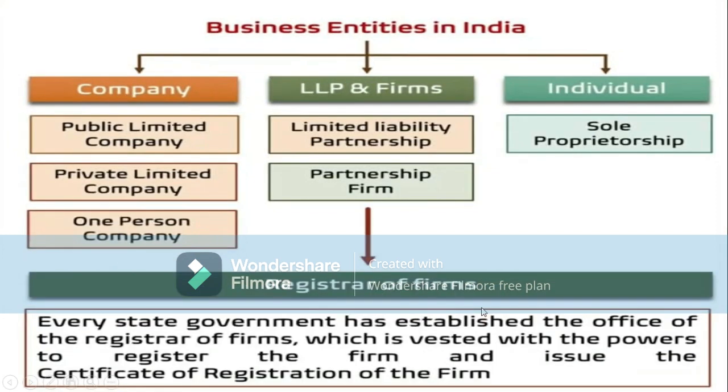If we see the partnership case, where should these firms register? Limited liability partnership, which is known as LLP, should also go to MCA, the Ministry of Corporate Affairs. But a partnership firm should register with the office of the registrar of firms that every state government has established, which is vested with the powers to register the firm and issue the certificate of registration of the firm. Whenever a company goes for registration, the ROC issues the certificate of registration.